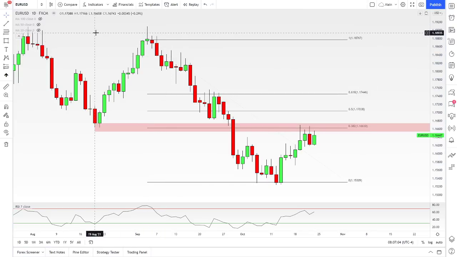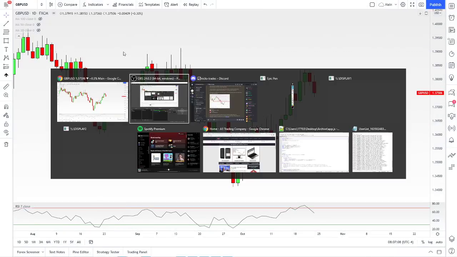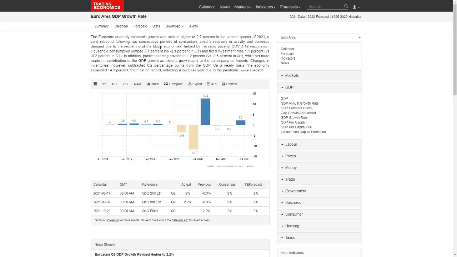So what we'll do here is now we'll take a look at the pound against the dollar. Actually, one more thing that I forgot to mention here before I move on. I also wanted to show you just a little bit of an insight in terms of the euro area GDP growth. So check this out. In terms of the euro, you can see that since the pandemic, we had this big drop everywhere around the world.